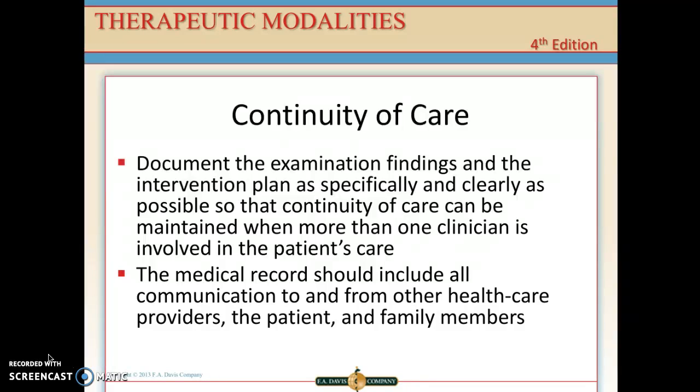The medical record should include all communication to and from other healthcare providers, to and from the patient, and to and from the family members. This way, every care provider who might be taking care of a particular patient would understand what's going on and be able to sort of maintain progress with the intervention plan so that the patient continues to get better.